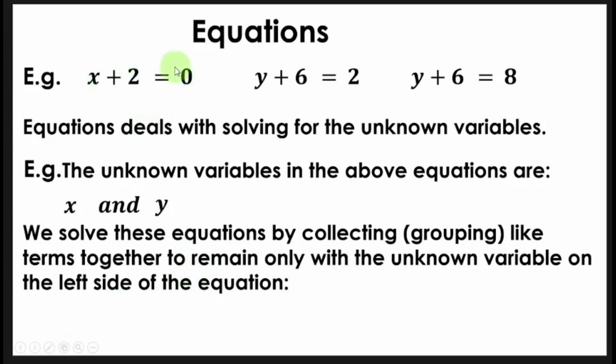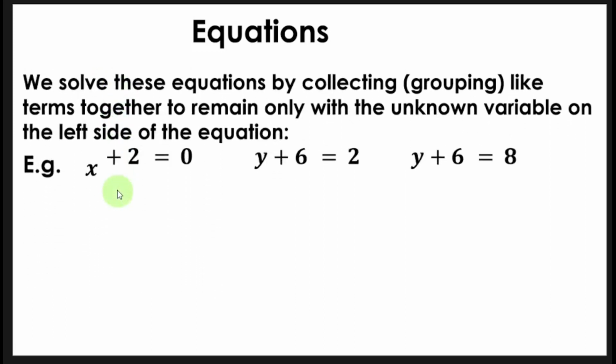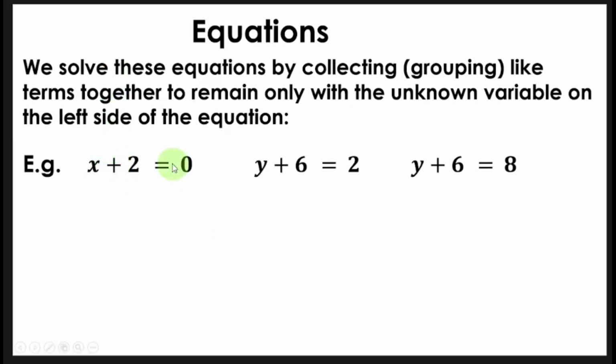So like here, we would collect like terms, like we have a number here and a number here, so the like terms which are numbers would move to the right side of the equation. Then the unknown terms or variables would remain on the left side of the equation. That's how we solve equations now. So let's see how we can solve these using collection of like terms together, so that you remain with the unknown on the left side and then the numbers must move to the right side.